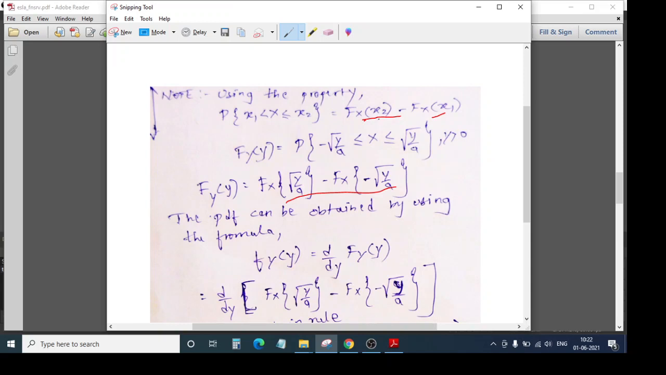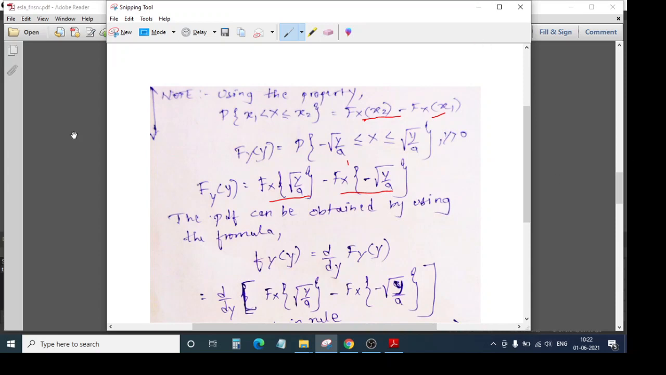Okay, so your x2 is what now? Your x2 is this one, that is square root of y by a, and your x1 is what now? Minus square root of y by a. Okay, so that means this becomes your x1, and this becomes your x2. Okay, so that is what has been done here, that is it is Fx of x2 minus Fx of x1.